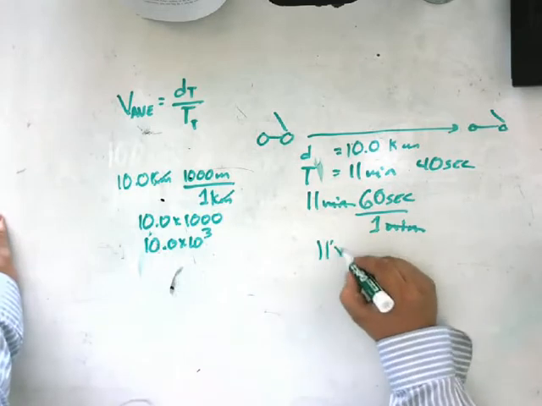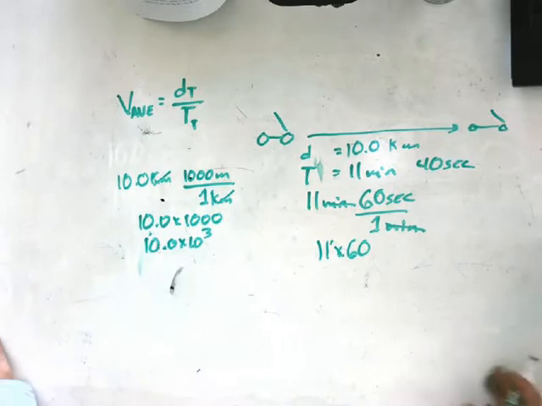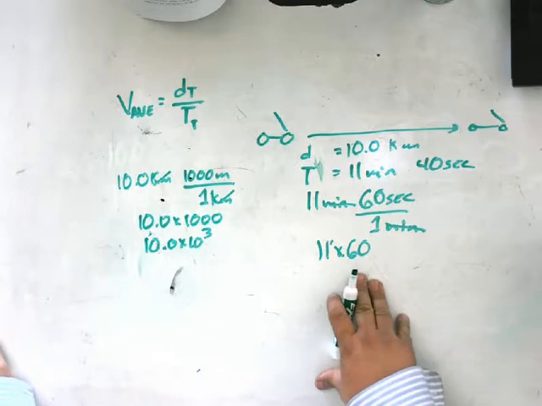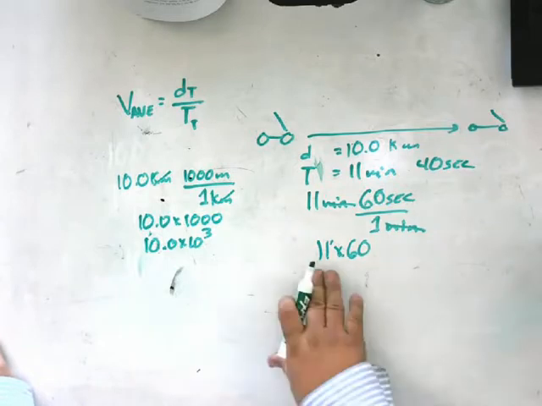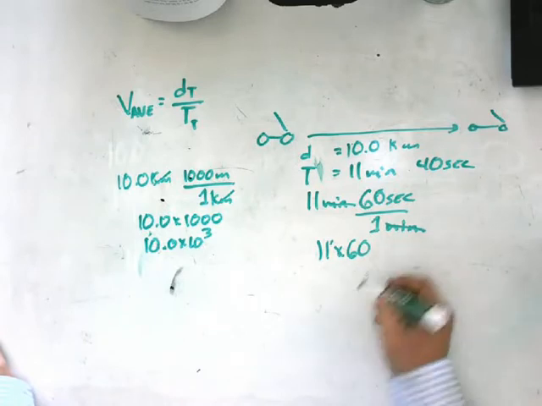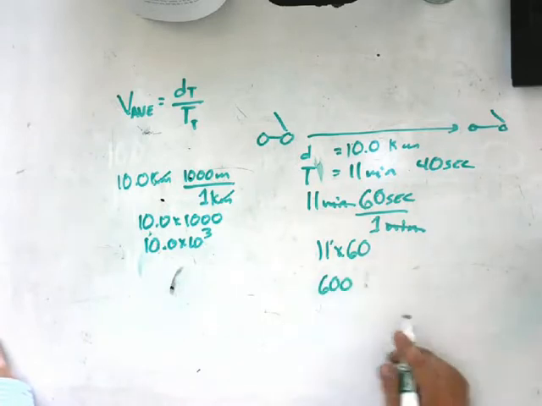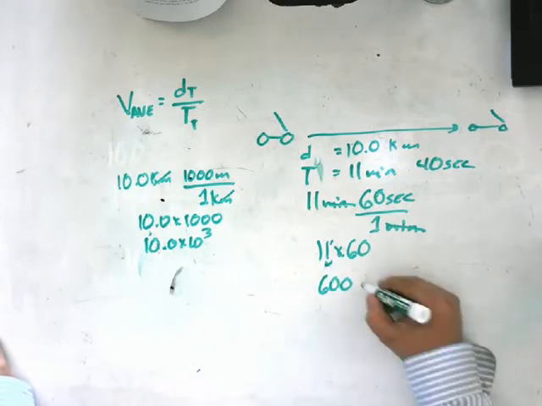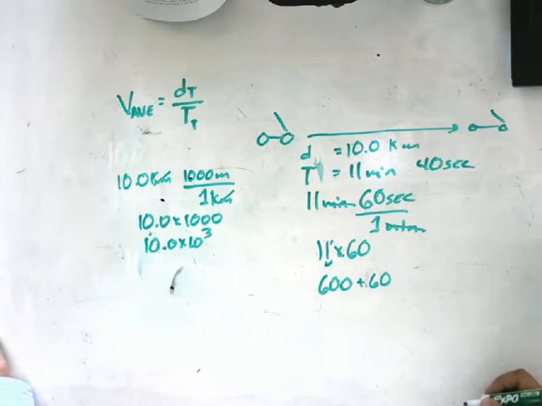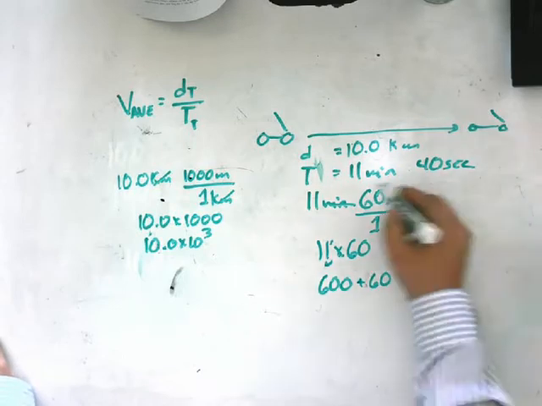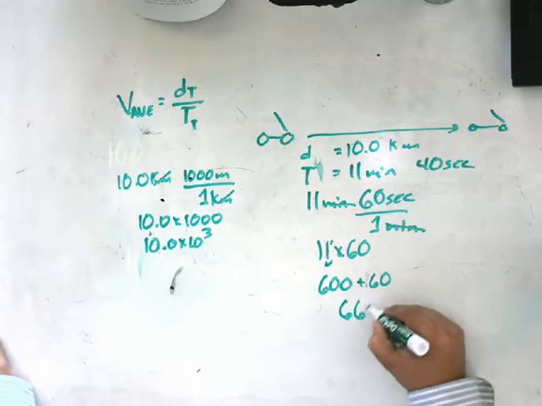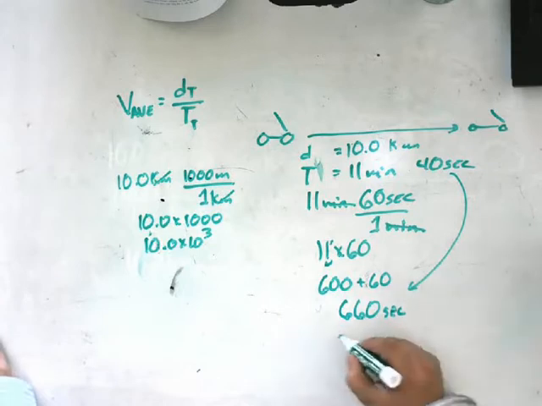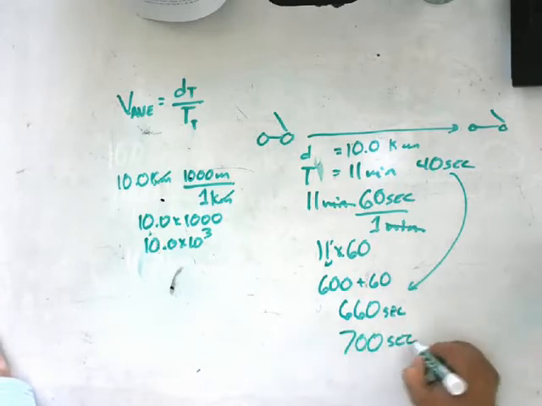11 times 60, I could do that in my head. You may not be able to. There's a shortcut. What if this was 10 times 60? Well, that would be 600. But if I did 10, I have 1 left over. So 1 times 60 is another 60. Okay? So the total time for 11 minutes is 660 seconds. Now I'm going to add that 40 back in there, and I'm left with 700 seconds, or 7.0 times 10 to the second power.